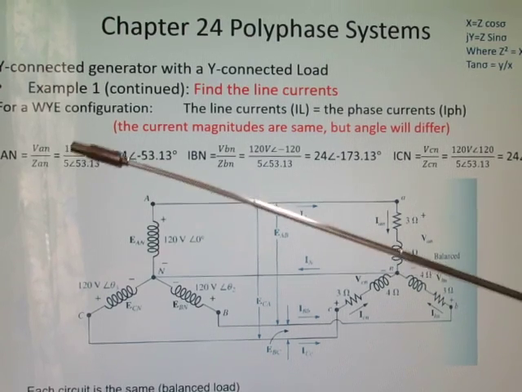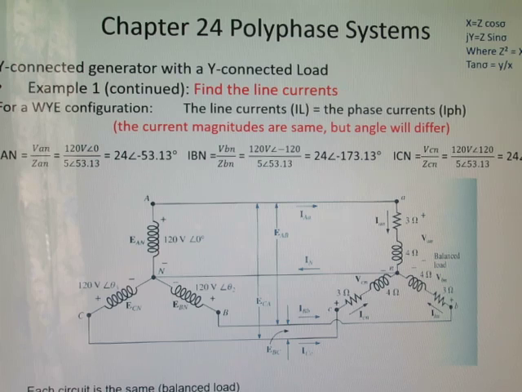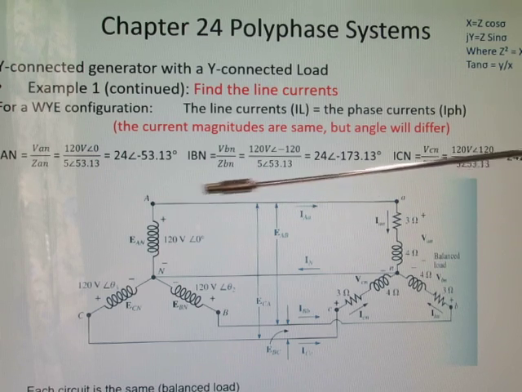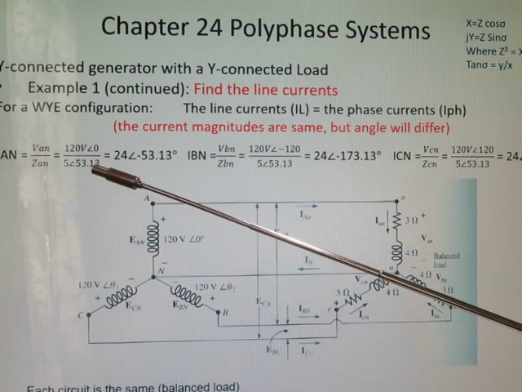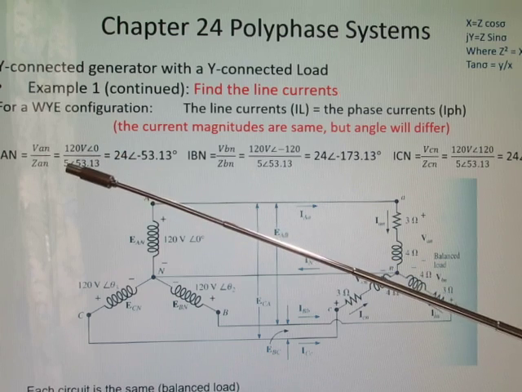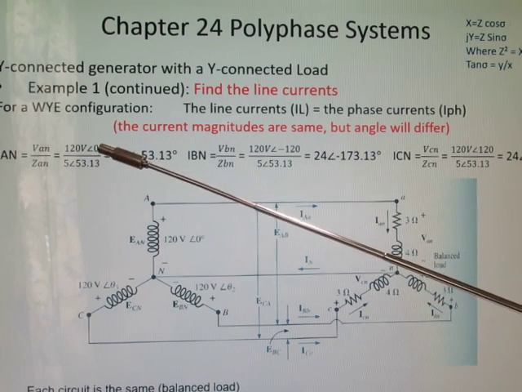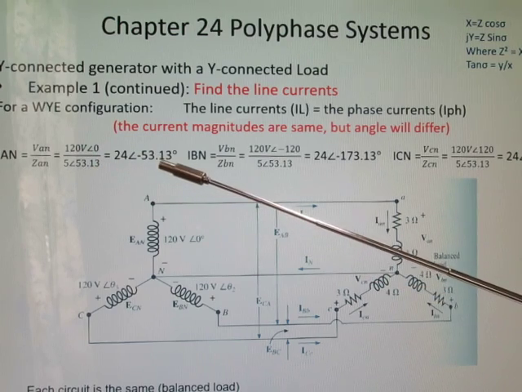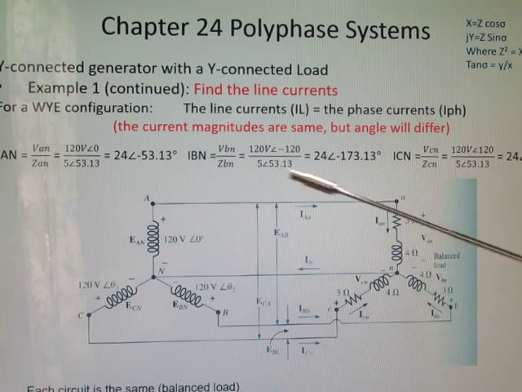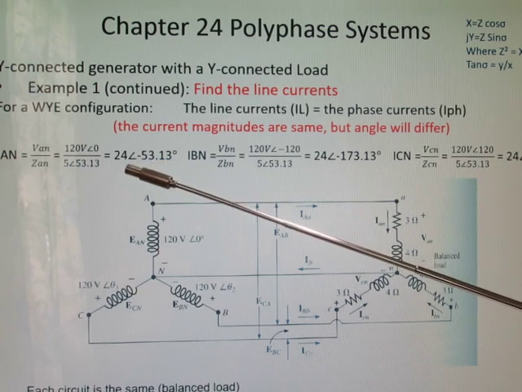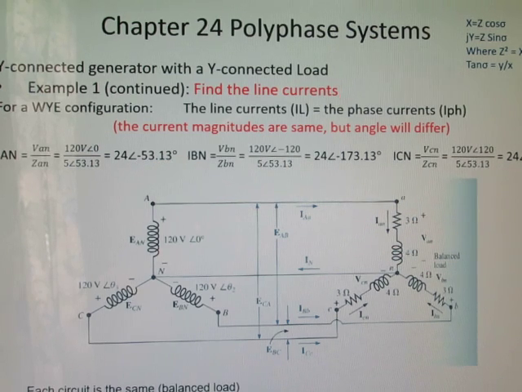So here are our formulas. We have A to N, which is our phase current, which is the same as the line current, equals 120 volts at 0 degrees divided by 5 at 53. So I divide the magnitudes and subtract the angle. 0 minus 53 gives me minus 53. So if we do everything correctly, we have 24 amps and we have different phase shifting.